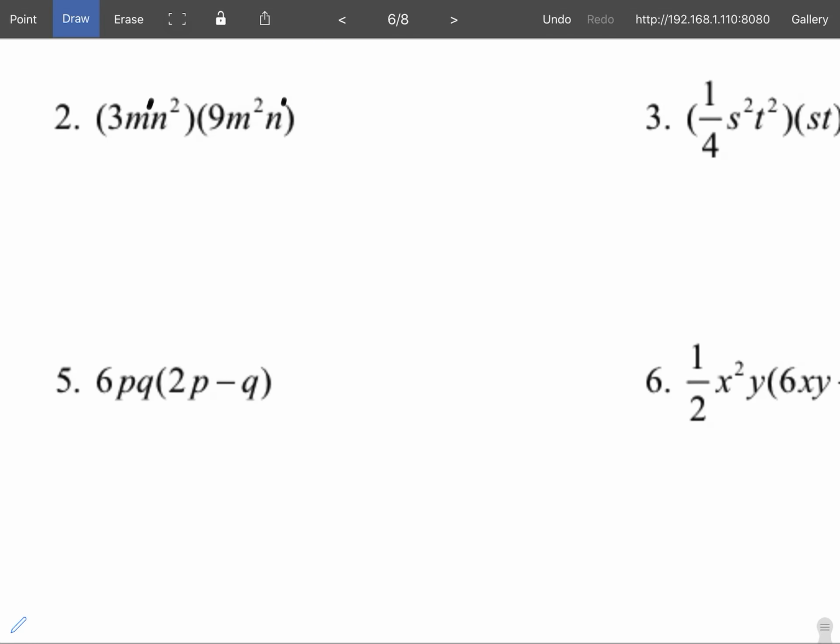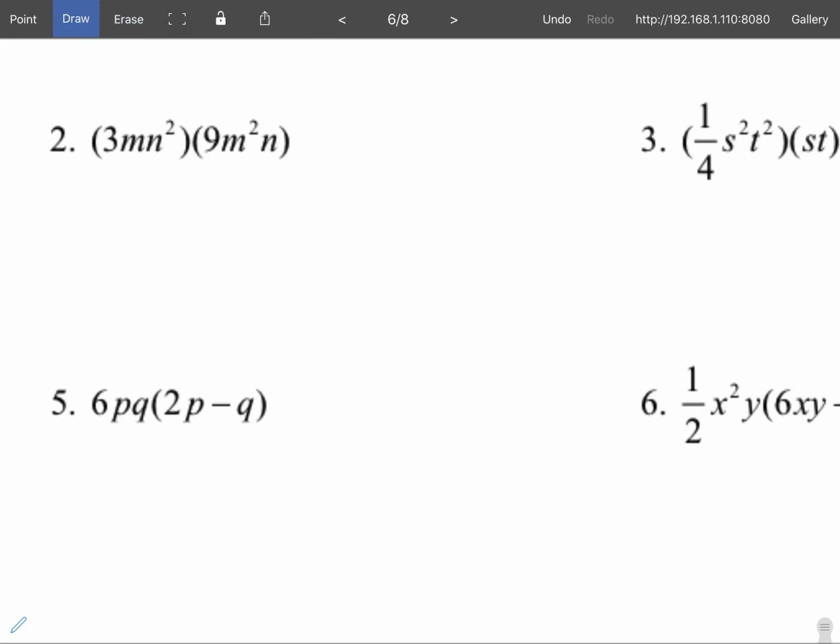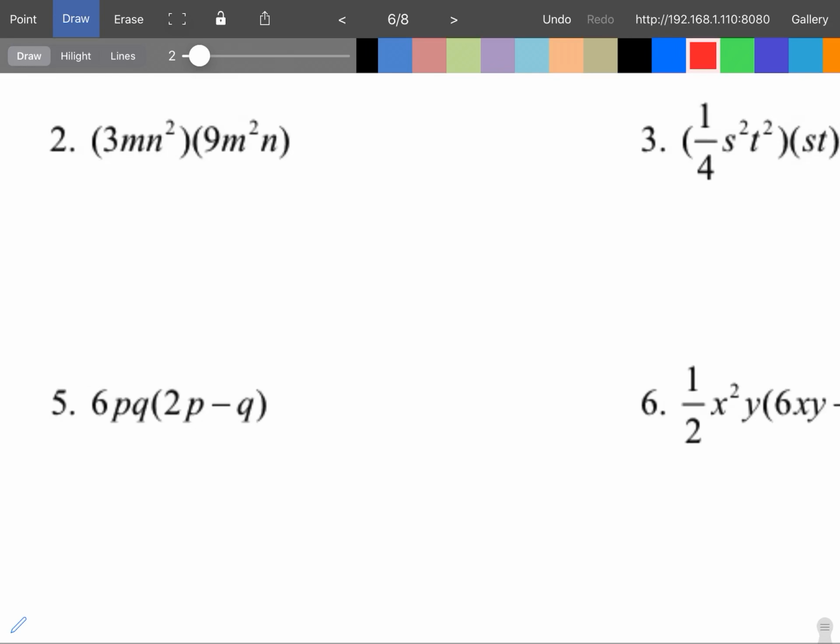So here's number 2. All right, so the first thing you want to notice on number 2 is that m is to the first power, and then this n right here is to the first power. So again, we can multiply in any order that we want. So we're going to do the 3 times the 9 first. So that's going to give us 27. And then we're going to do the m to the first times the m to the second.